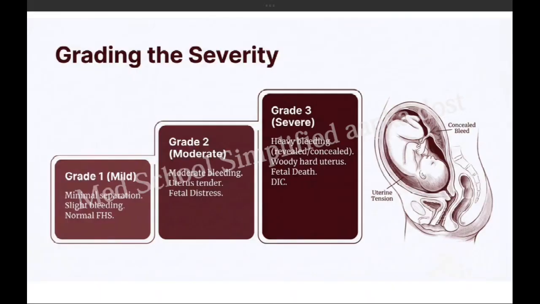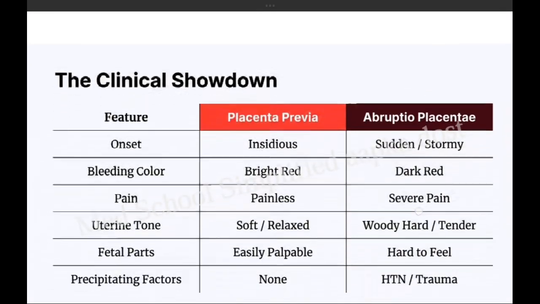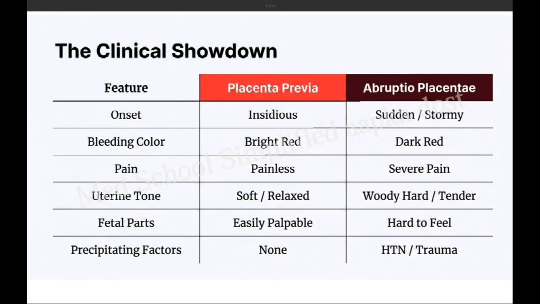Then the grading of the severity, grade 1, 2 and 3. Grade 1 is mild, where we have minimal separation, slight bleeding and normal fetal heart sound. In grade 2 it's moderate, there is moderate bleeding, uterus tender and fetal distress present. And grade 3 it's severe, heavy bleeding, revealed or concealed. The uterus is woody hard, there is fetal death, and because of fetal death it also causes DIC. Okay, in the diagram, uterine tension is occurring there and there is a concealed bleeding over there.